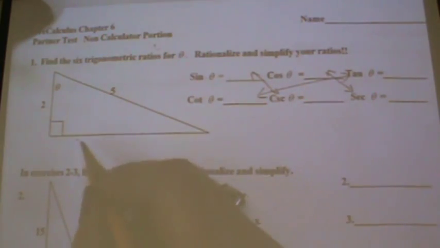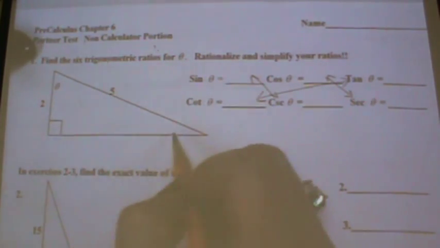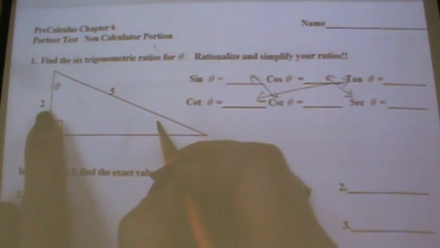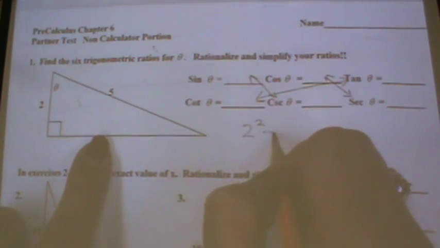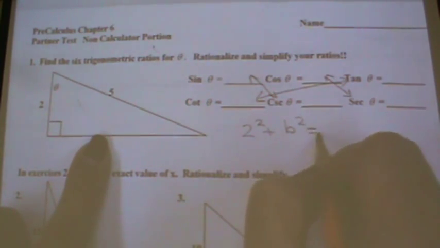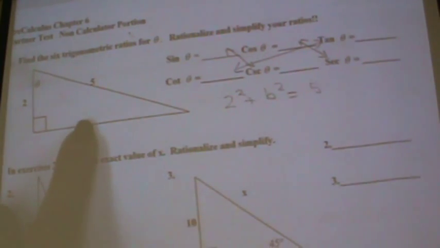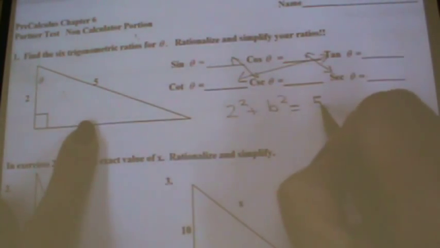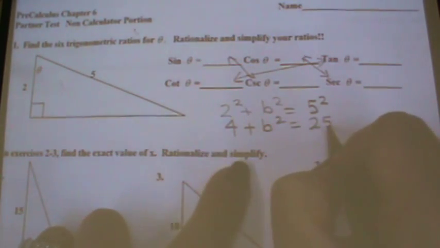First thing you're going to have to do is figure out what this side is. How do you figure out what this side is? You have a 2 and a 5, so you use the Pythagorean theorem. So 2 squared plus b squared equals 5 squared. If you square 5 and you square 2, you get 4 plus b squared equals 25. And b squared is 21, so b is root 21.